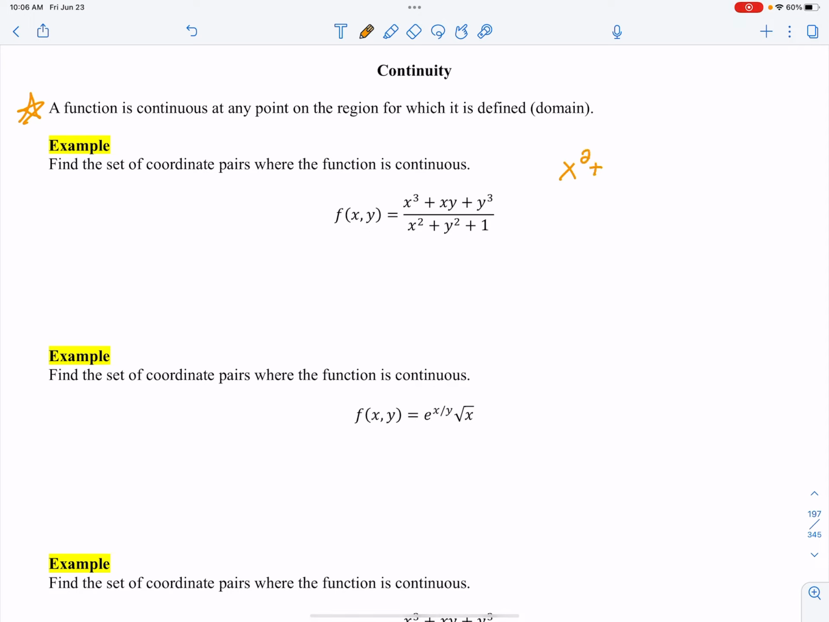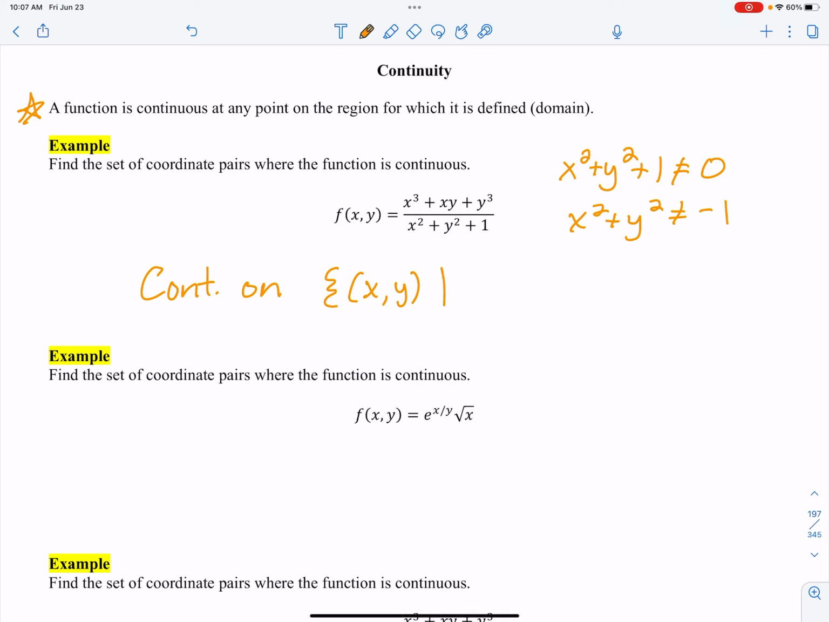Okay, well, I see this x squared plus y squared plus 1 in the denominator, so it can't equal 0. If I work this out a little bit, this means x squared plus y squared cannot equal negative 1. Well, that's never going to happen, right? If I pick any x or any y, because I'm going to square it, it's going to make it positive, and then adding keeps it positive.